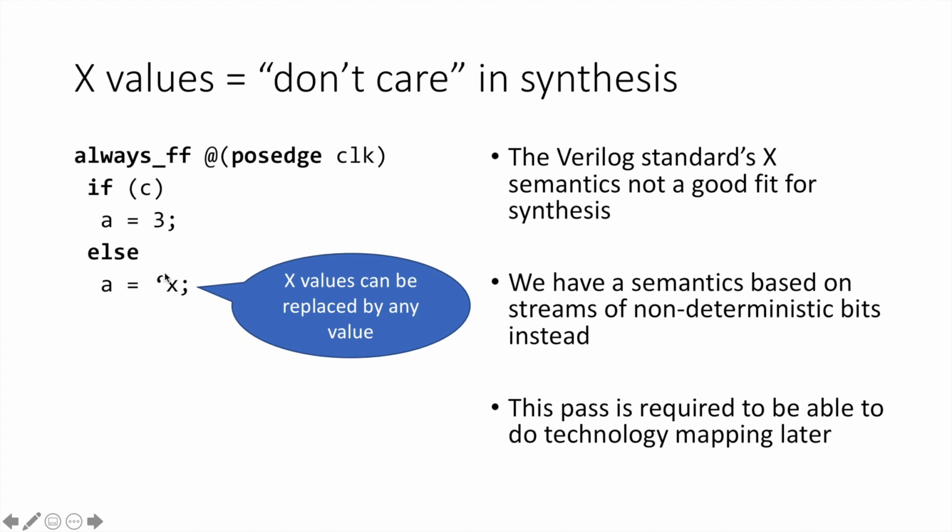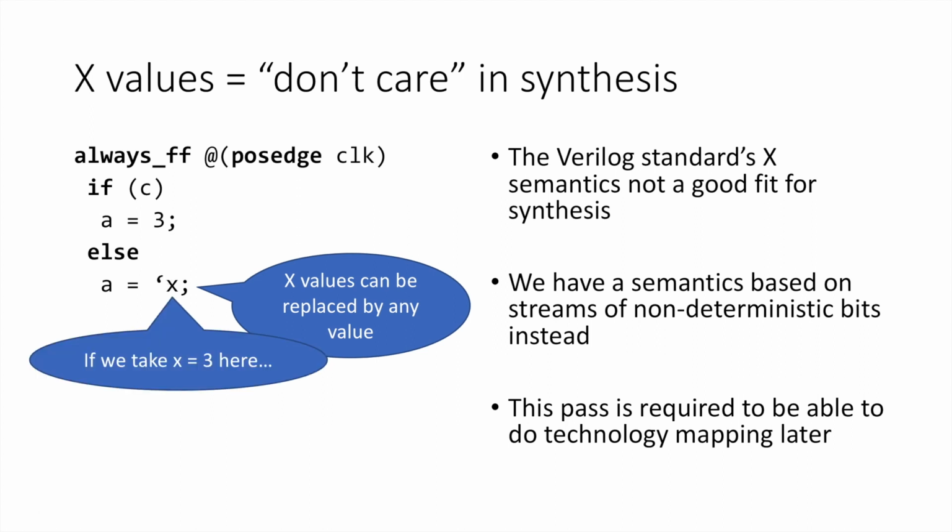And this of course opens up optimization opportunities for the compiler, because if we say that x should be equal to 3 here, then the compiler can replace this whole if statement with an assignment to a, saying that a should always be equal to 3, and this allows us to compile the if statement without generating any muxes, and so on.